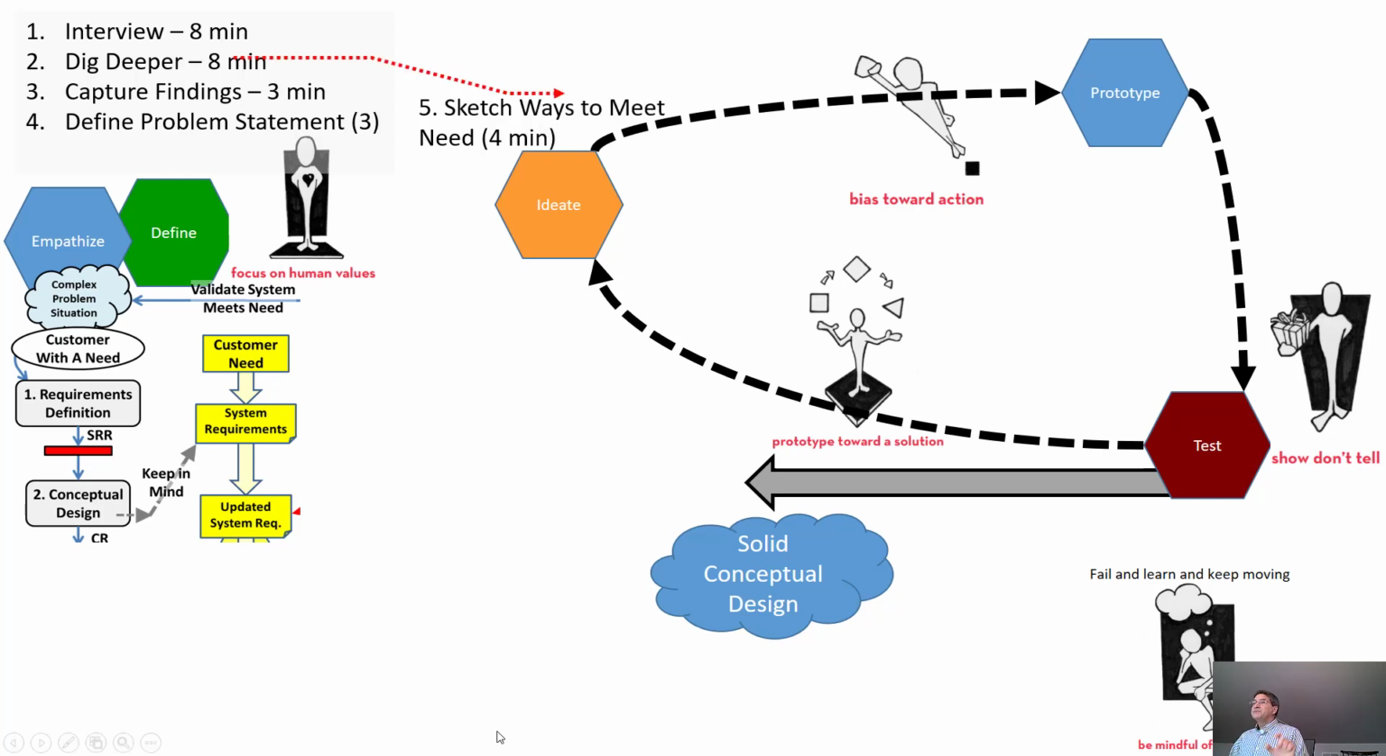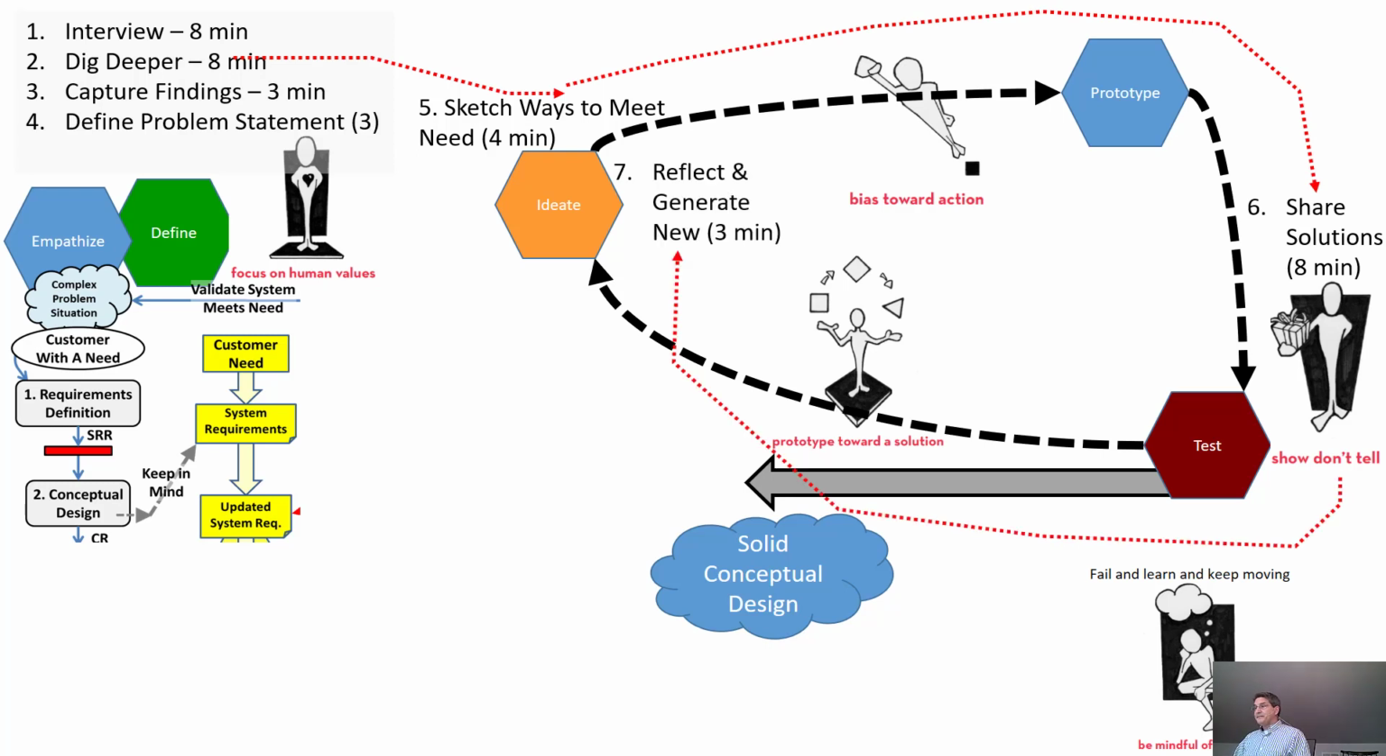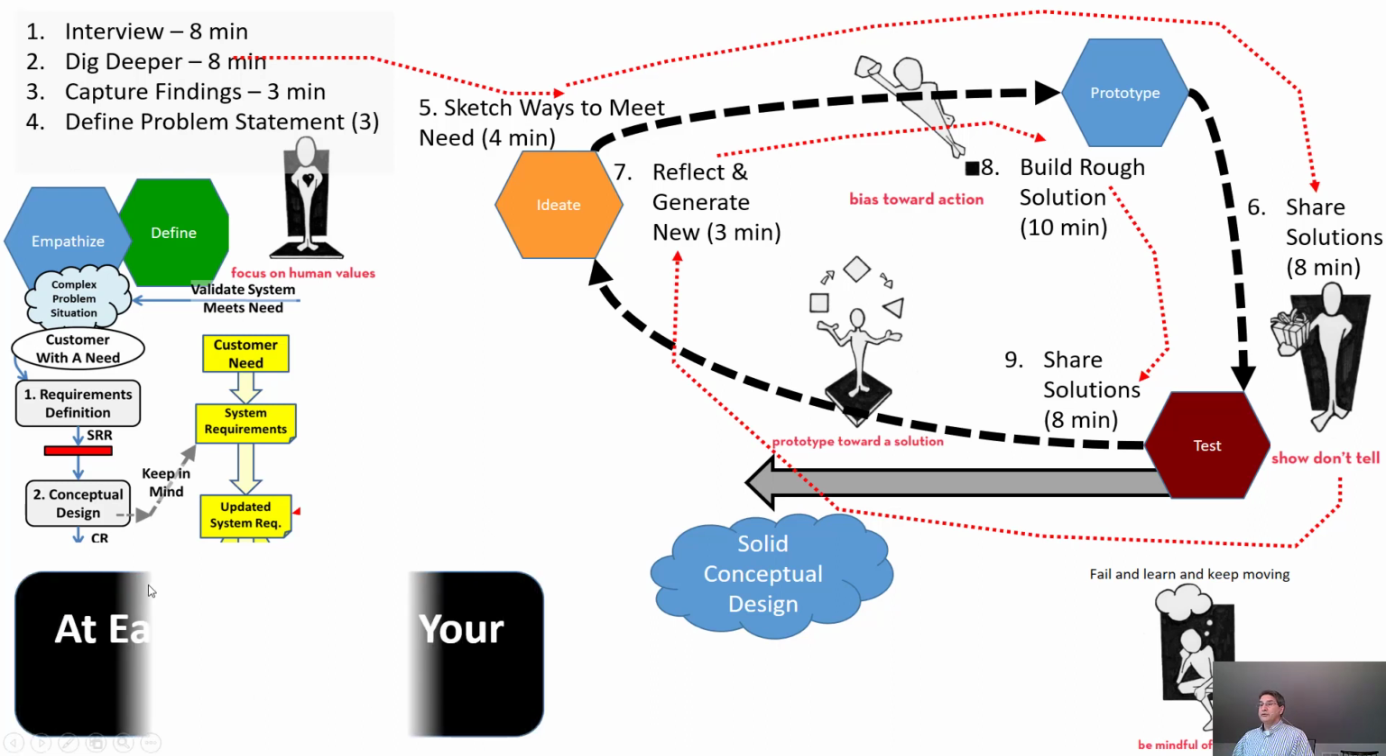Then from that, you're going to ideate. You're going to sketch as many ways as you can to solve their problem. Then you're going to share your solutions with them. You're going to learn from that and then go back and reflect and generate some new ideas. Then you finally will build a rough prototype that you then will share with your partner and learn from. So that's the process that you're going to go through tonight.